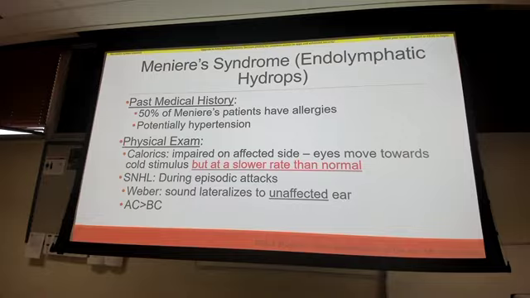On physical exam, caloric testing may be impaired on the affected side, but it's not going to be super obvious. So those eyes will move to that cold stimulus, but it'll just be at a delayed response. Weber will lateralize to the unaffected ear, and then AC will be greater than BC, because if they do have that sensorineural hearing loss, that's what we anticipate on our Rinne test.